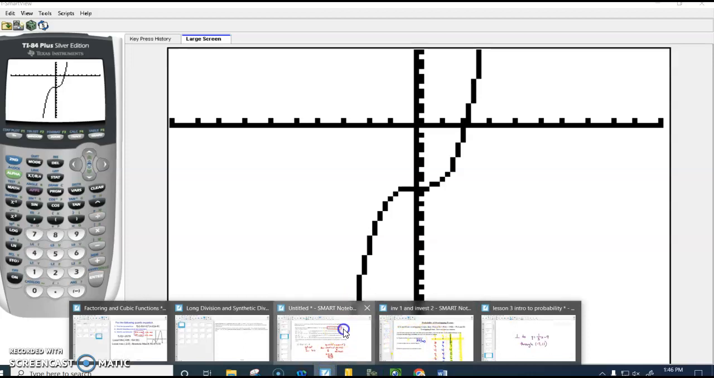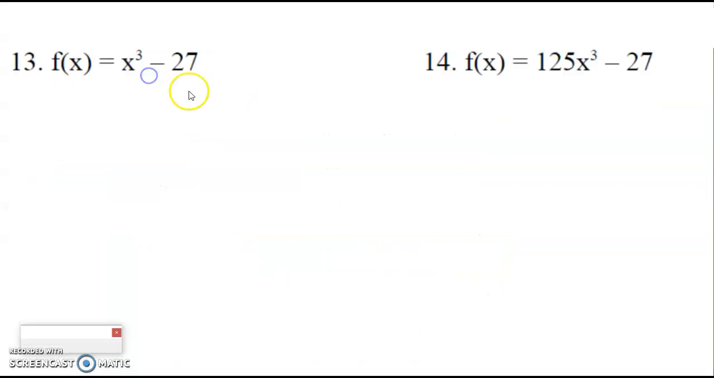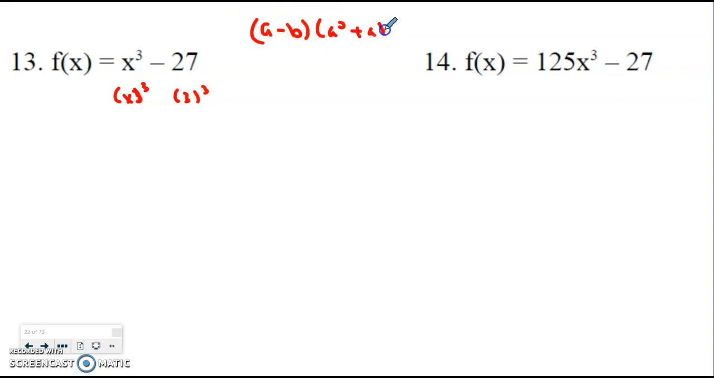So let's look at another example here. Let's look at number 13, and we'll also look at number 14 just to help you out. So we're going to follow the same pattern. What cubed gets me x cubed? That's x to the third. What cube gets me 27? That's 3 to the third. So I know it's going to be a minus b, and then it's a squared plus ab plus b squared, that factoring pattern. So we do have x minus 3, and then we got x squared plus 3x plus 9 is going to be that pattern.